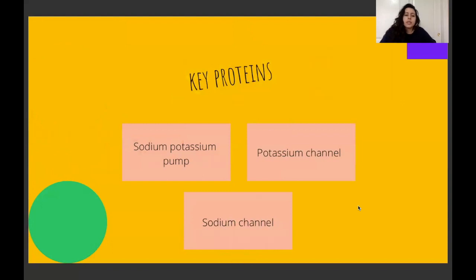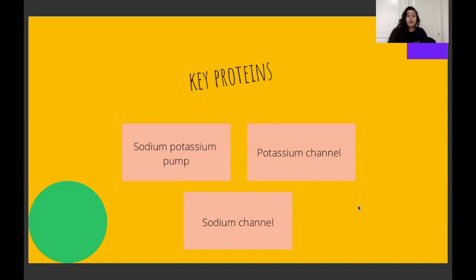Okay, we have key proteins. So we have the sodium potassium pump, potassium channel, and sodium channel. Which one of these is actually related to an action potential? So we have that cool little triangle thing, and you know what an action potential graph looks like. During which parts of these graphs do what channels open up, right?